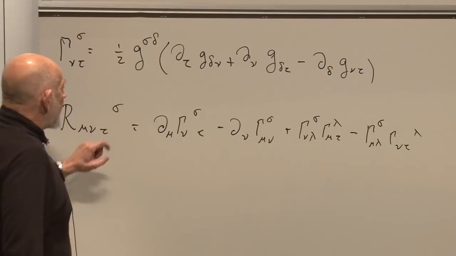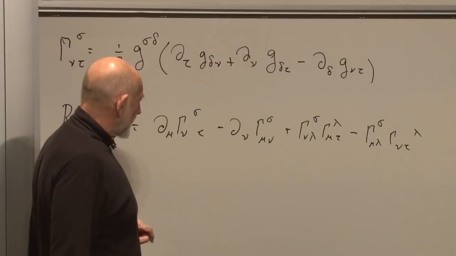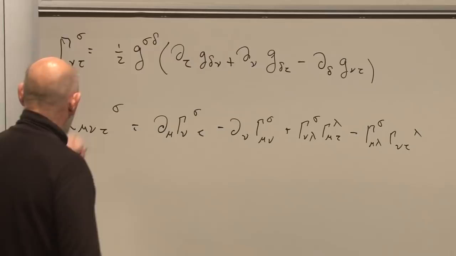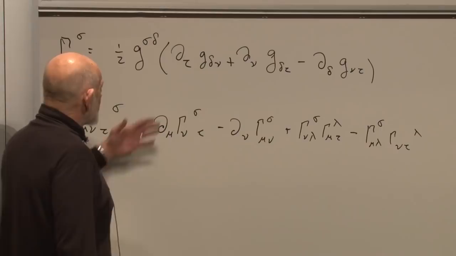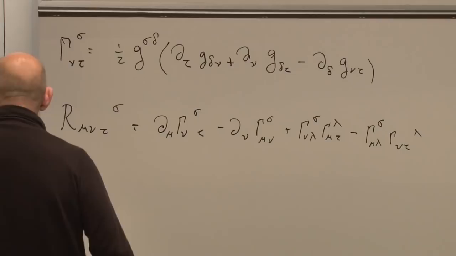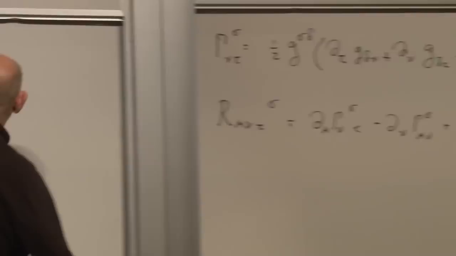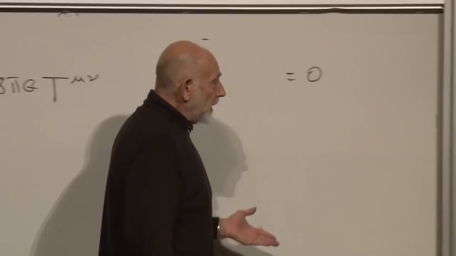It also has things which are quadratic in the Christoffel symbol. This means these terms here have second derivatives of the metric, the derivatives of derivatives. This term here has also two derivatives, squares of first derivatives. So this is the kind of thing we like to see. We like to see a tensor which involves two derivatives of the components of the metric, and that's it. That's a candidate, or various components of it are candidates to appear on the left-hand side of this equation.